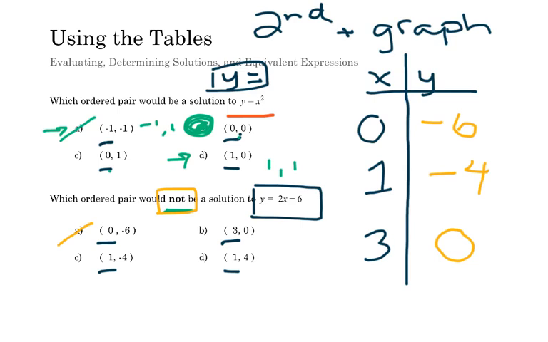What about 1, negative 4? 3, 0. 1, positive 4. No, because 1, negative 4 is in there.